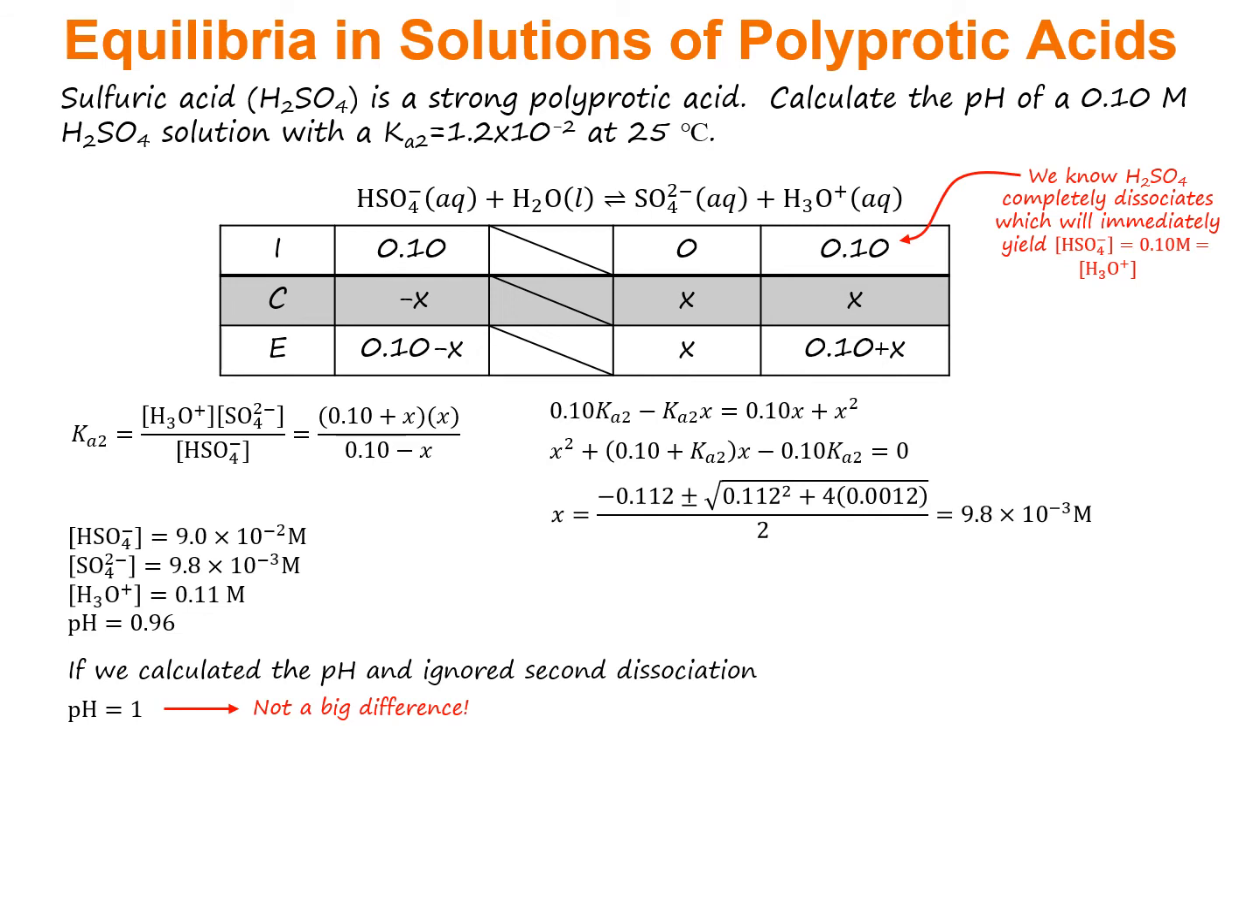So in most of these solutions, unless you're looking for really good accuracy or the problem specifies, you're probably good just doing a quick calculation with just the one dissociation of that strong acid, as the second one is not going to add much to it. But if you were looking for the sulfate concentration or something like that, then it's instructive to go through this.